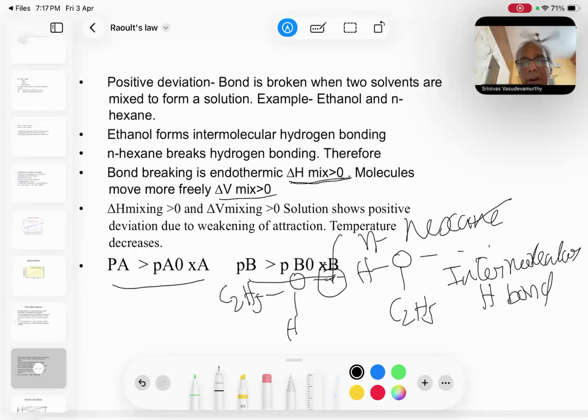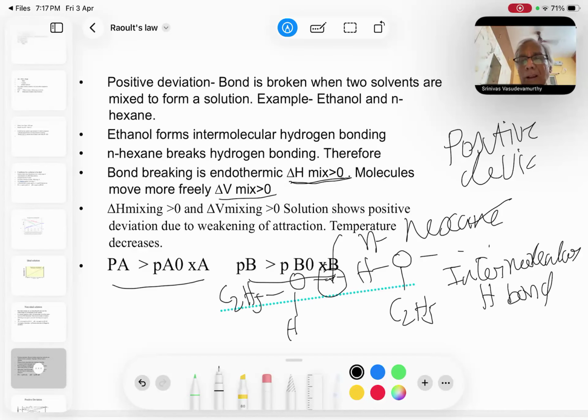PB is greater than P naught B in the mole fraction of B. Everything is higher here, so we call it positive deviation. In a positive deviation, hydrogen bond is broken. Endothermic process, delta H mixing is greater than 0. Molecules occupy more space, delta V mixing is greater than 0. Molecules are easily moving to the vapor phase.